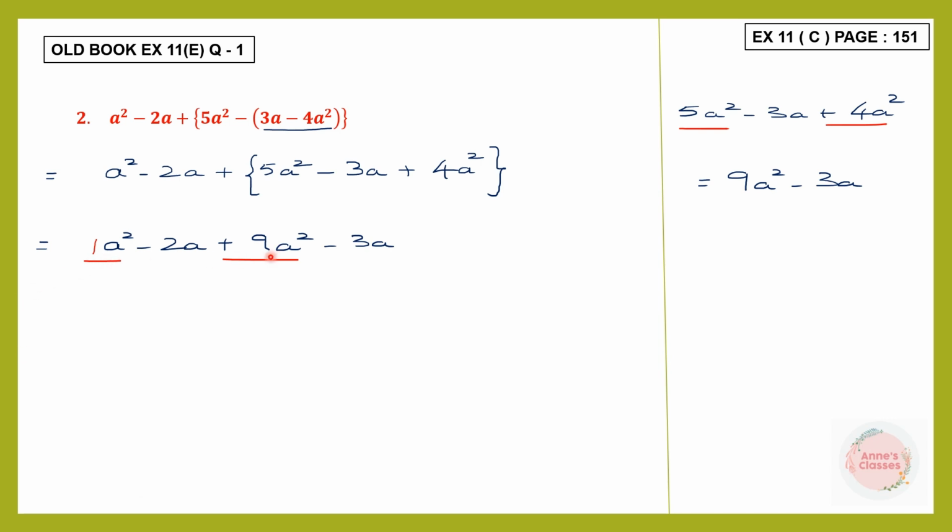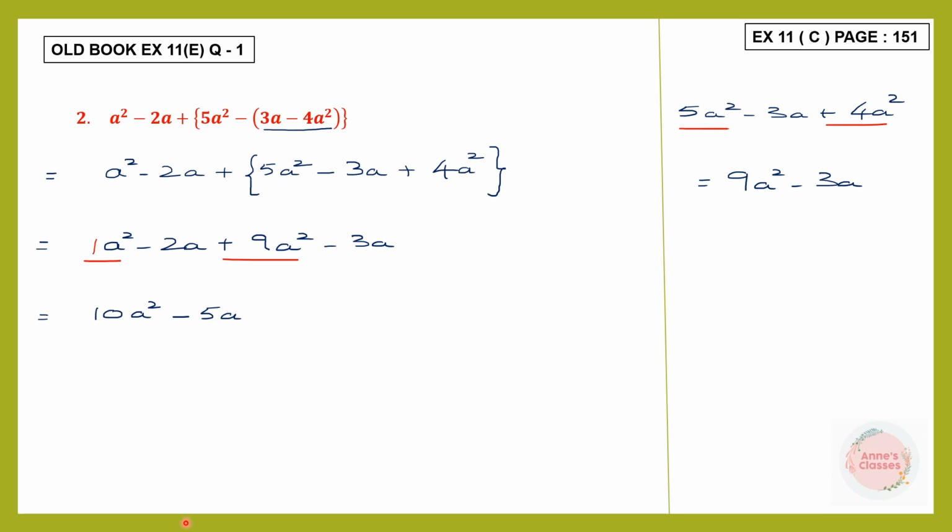1 plus 9 is 10. So this becomes 10a square. So let's write that, 10a square. Now let's look at the a's. Minus 2a minus 3a. Signs are the same, so we can put the same sign and add 2 plus 3 is 5, 5a.